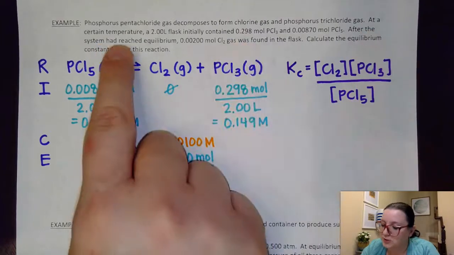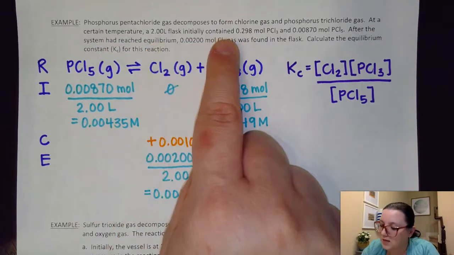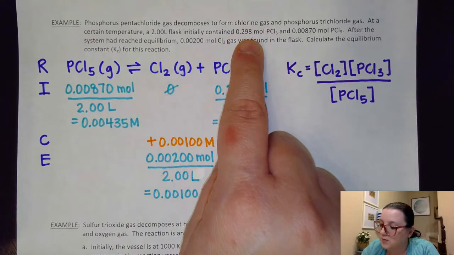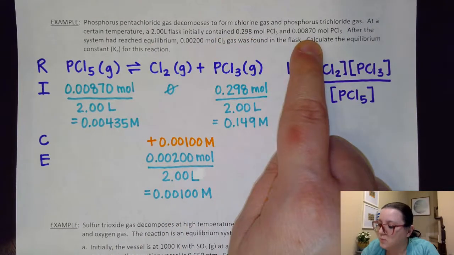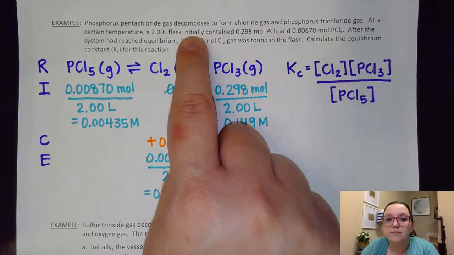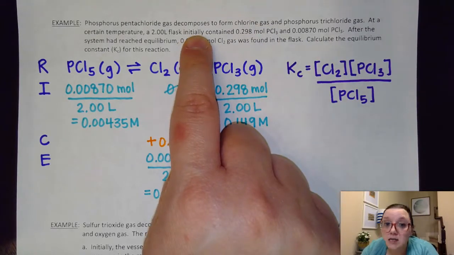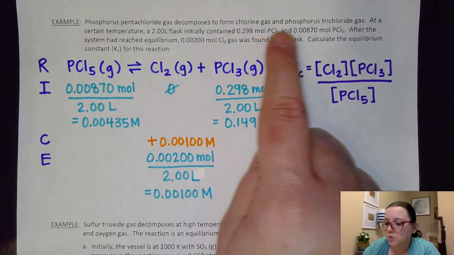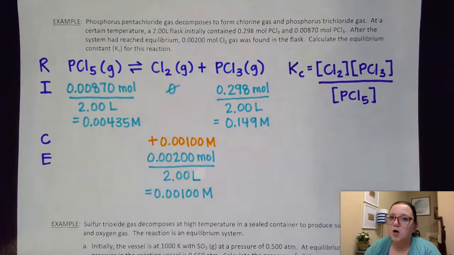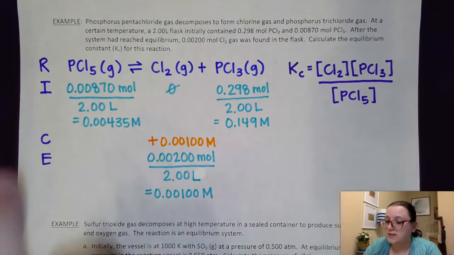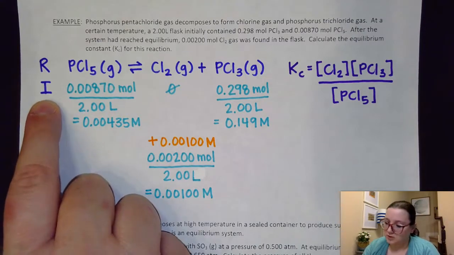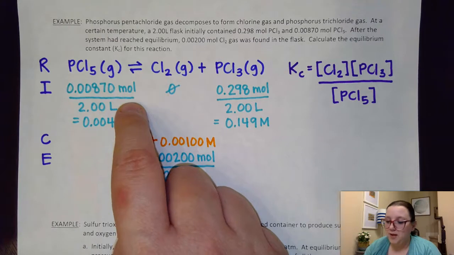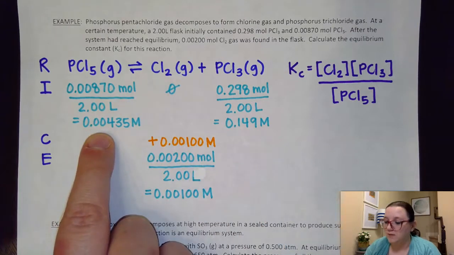So then, I keep on going. At a certain temperature, a 2-liter flask initially contained 0.298 moles of PCl3 and 0.00870 moles of PCl5. Now you notice they very clearly said here that that was initial concentrations of those things. And one other thing to point out is they're giving me moles here and a volume. And if you recall, we said in a rice table, we need to put molarities. So what I did is I said, okay, I've got some initial concentrations here, but they're not yet in a concentration. So let me take my moles and divide it by my liters and get a molarity for PCl5.